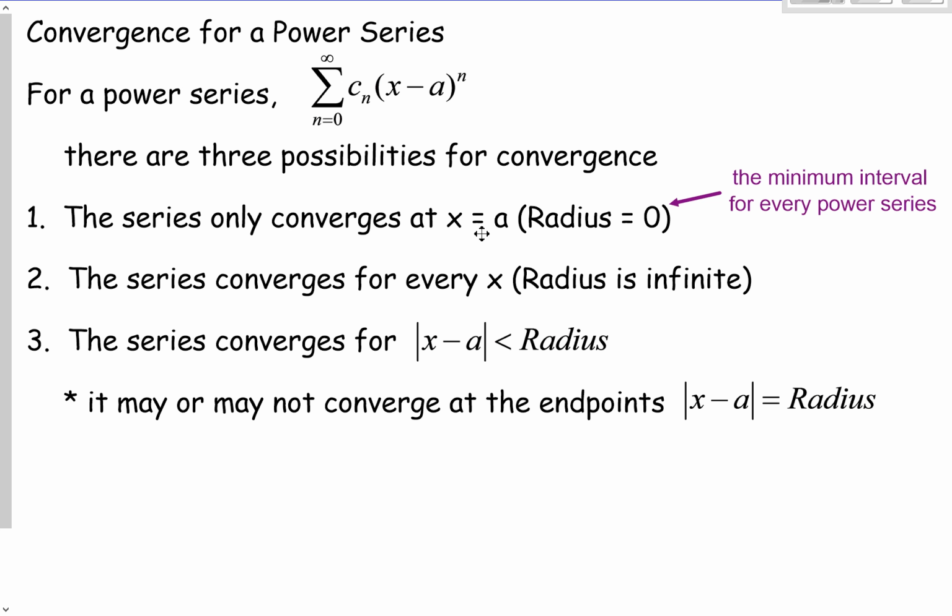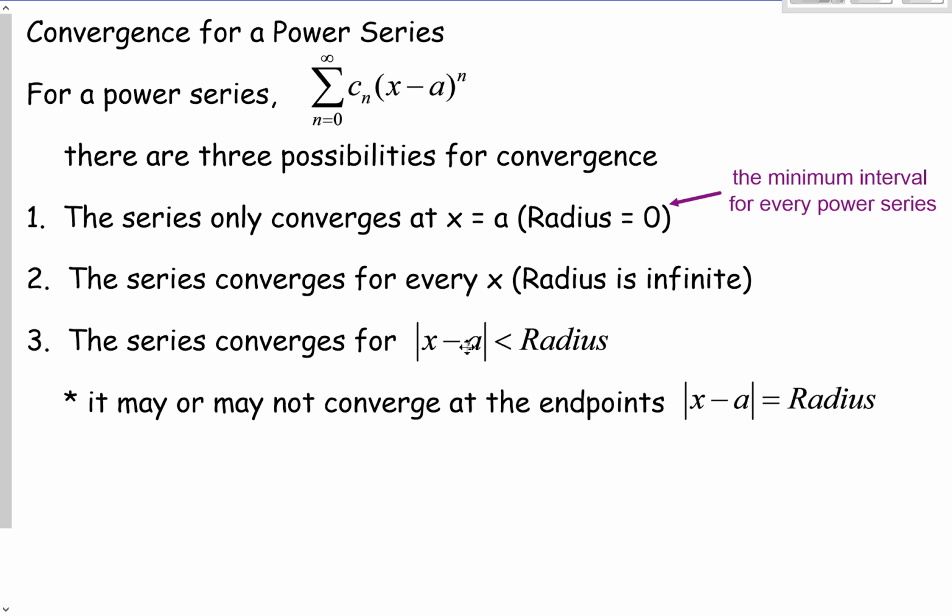A second possibility is that the series converges for every x. In other words, our radius is infinite, which would be all reals. And then the third possibility is that our series converges as long as the absolute value of x minus a is less than our radius. And this is what we get used to talking about, like with our geometric series, saying that for 1 over 1 minus x, this only works if x is between negative 1 and 1. In other words, the absolute value of x is less than 1. Our radius would be 1.